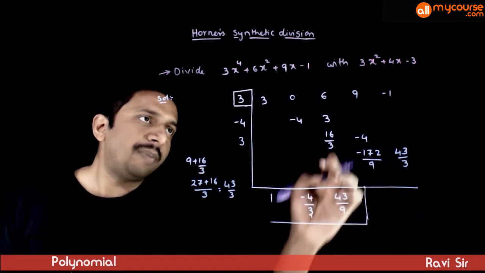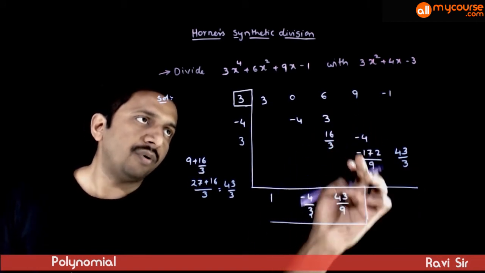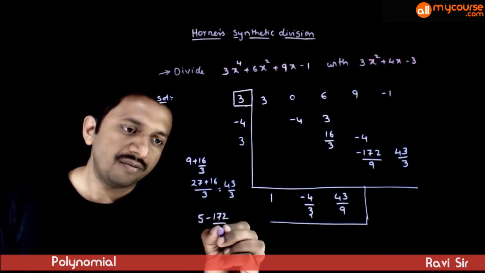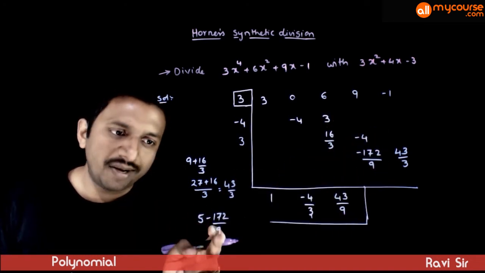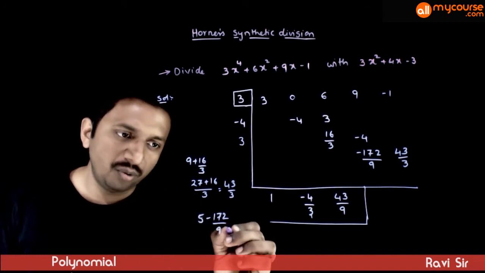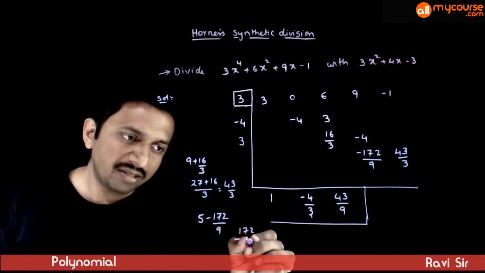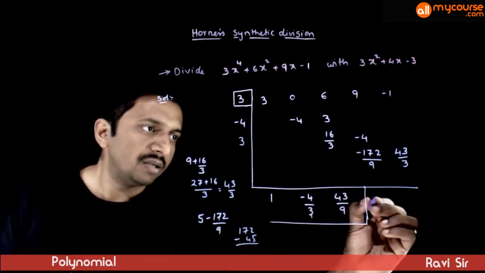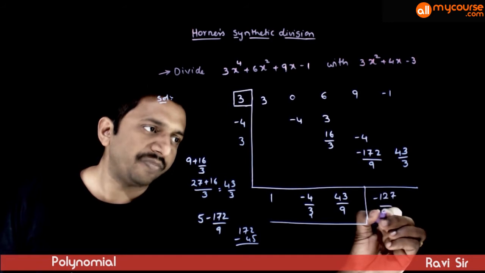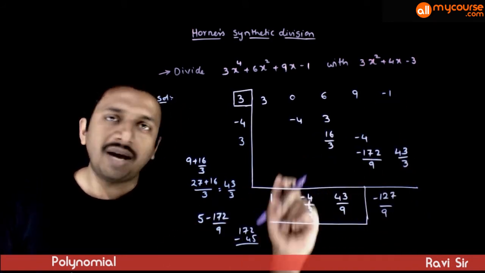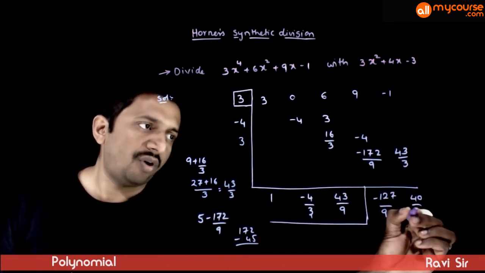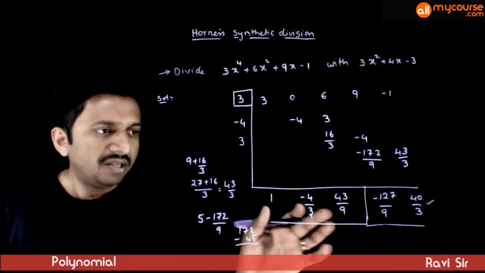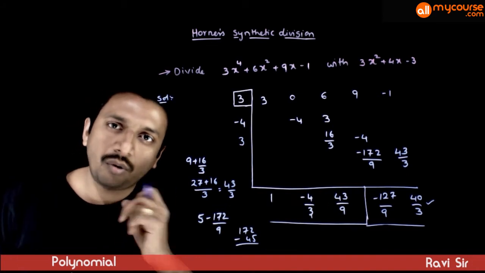So now what is the remainder part? 9 minus 4 is 5, minus 172 by 9. So 45 minus 172, so 172 minus 45 is 127. So minus 127 by 9. And 43 by 3 minus 1 is 40 by 3. So these two terms correspond to the remainder term. These three terms correspond to the quotient.